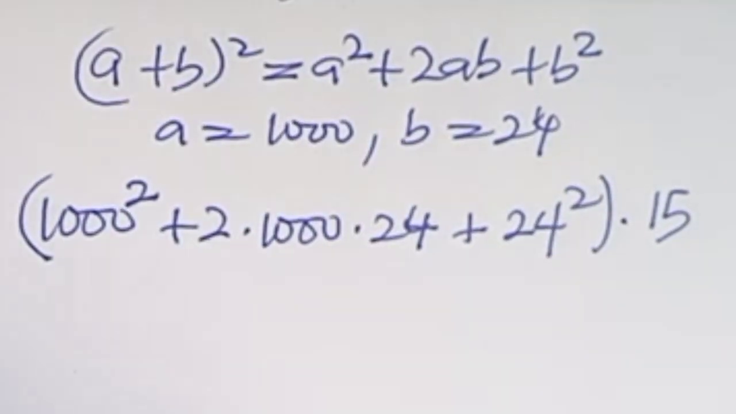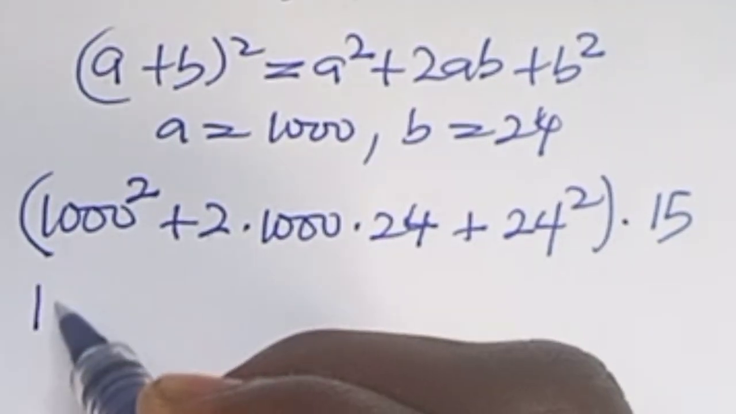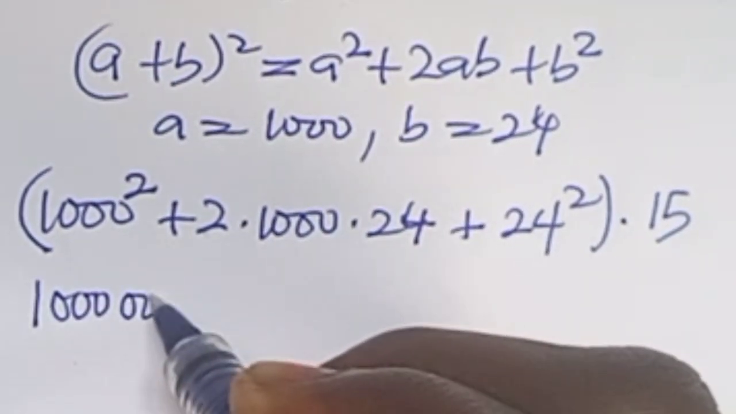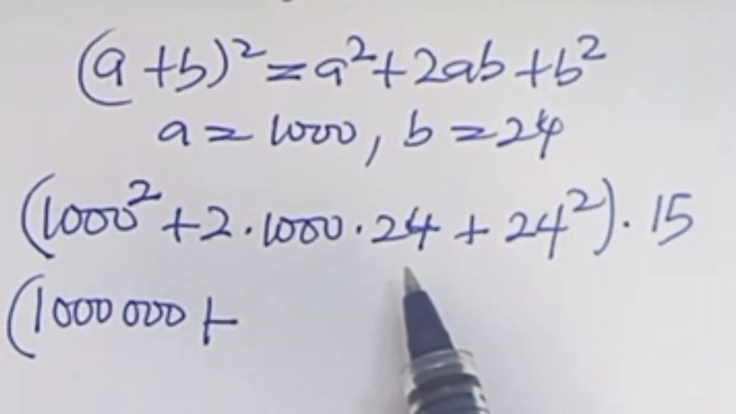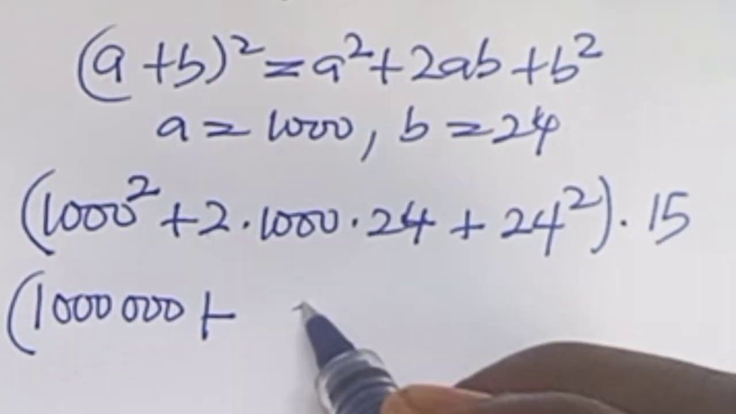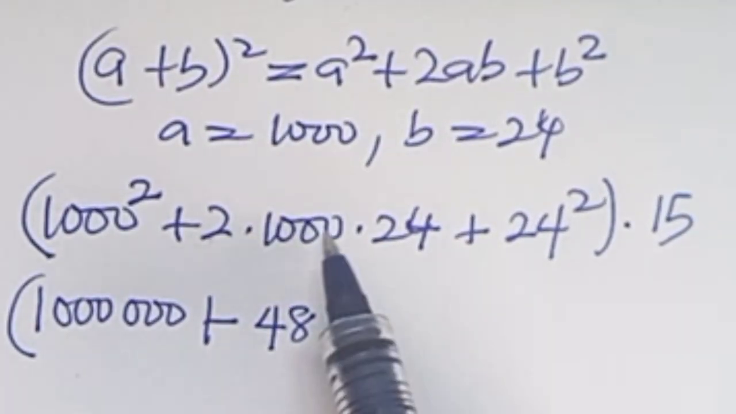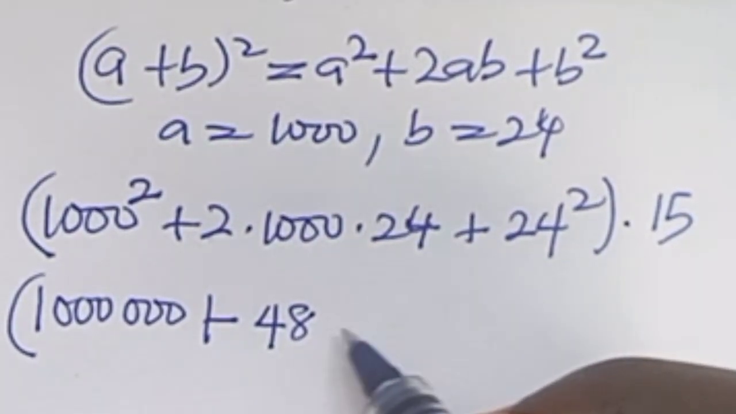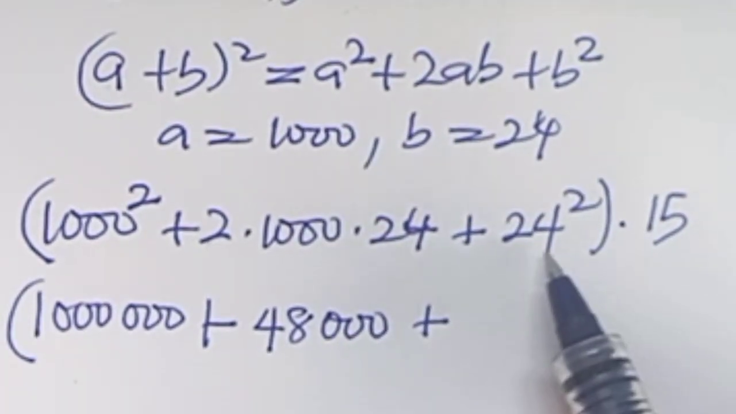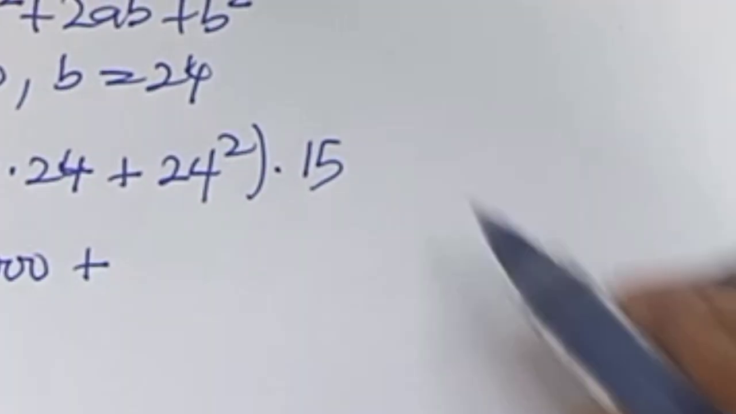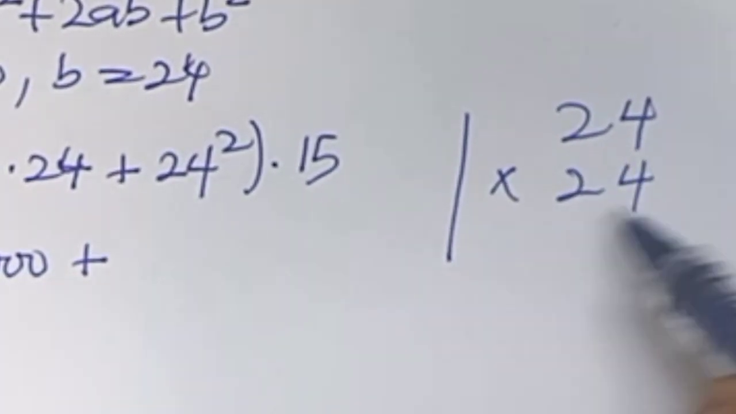So we're going to simplify this further. What we have is 1000 to the power of 2, that is 1 million, plus 2 times 24, that is 48, times 1000, that is 48,000, plus 24 to the power of 2, we have 24 times 24.